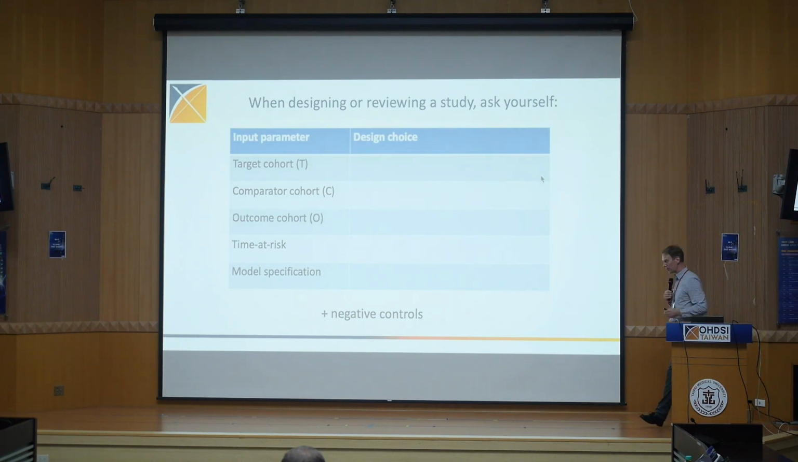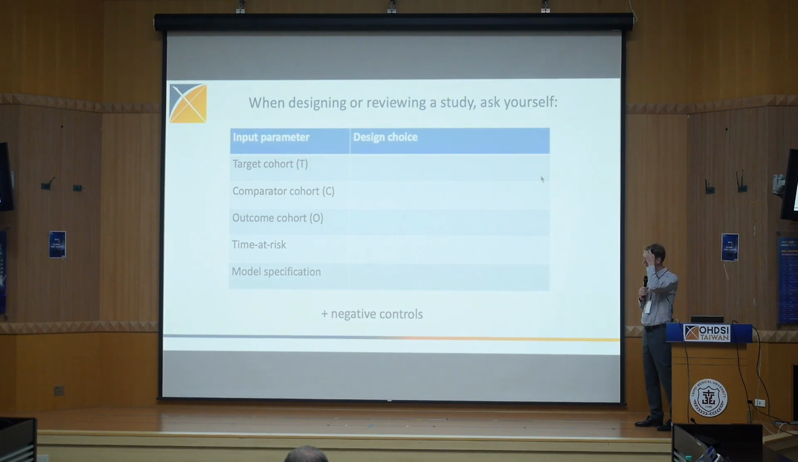So I think one of the important innovations that we've done in OHDSI, maybe it looks a little bit boring, is that we created a template to fill in when you design a study. So designing the study now becomes really just answering 5 questions. What is your target cohort? What is your comparator cohort? What is your outcome cohort? What is your time at risk? And what is your outcome model?